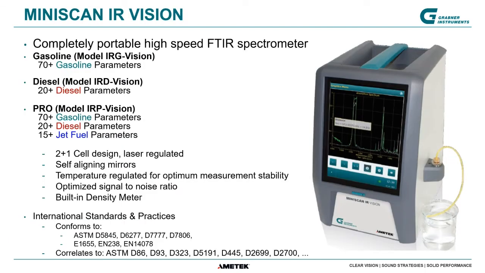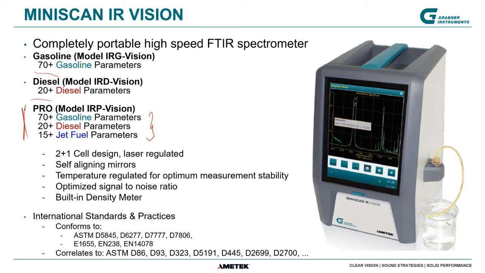So this is also the summary of the IR Vision. It comes in 3 different flavors. Basically, we have one dedicated to gasoline, one dedicated to diesel, and then also a Pro version which combines the diesel and the gasoline, and also adds the jet fuel parameters. From the hardware, all 3 instruments are the same. It's basically the calibration and the software which makes a little bit of difference here.